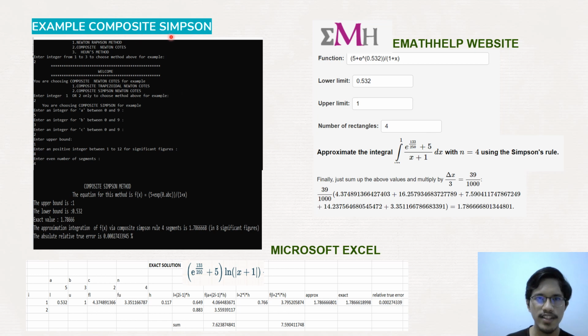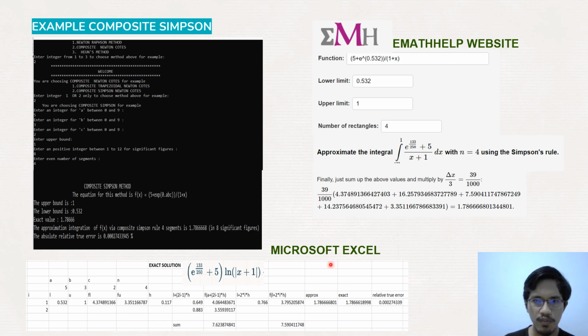So for the composite Simpson example, I enter A is 5, B is 3, C is 2, upper bound is 1, significant figures 8, number of segments 4, because it must be an even number. So we print out like this. The approximation is 1.786668 in 8 significant figures. The absolute relative true error is the same as Microsoft Excel.